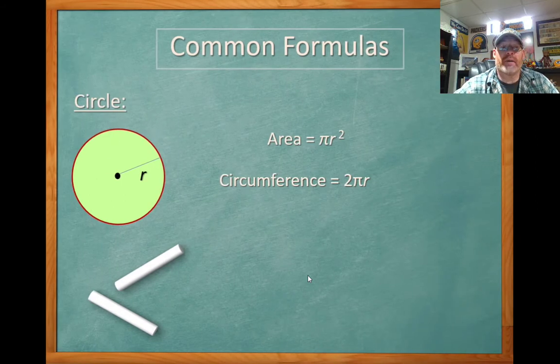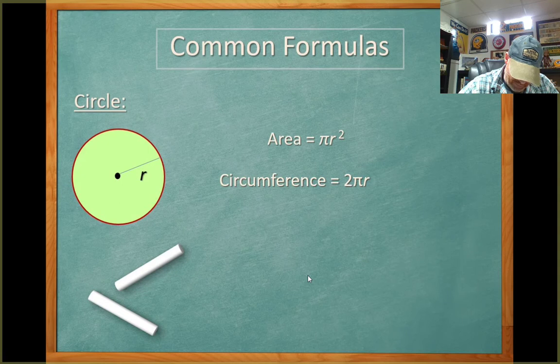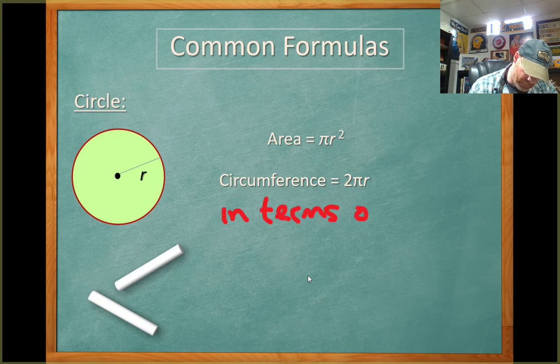Area, pi r squared. Circumference, 2 pi r. The only thing I need to remind you of on this is if they ask you to leave things in terms of pi, it's actually easier when you're asked to put things in terms of pi because you don't have to use your calculator for it.